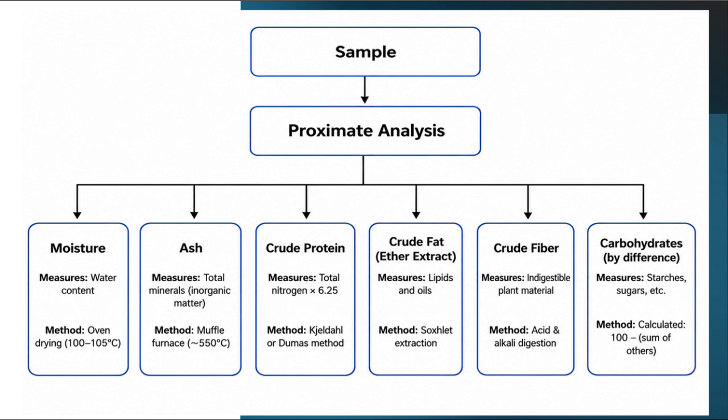Fifth, crude fiber. This measures the indigestible plant material, things like cellulose, hemicellulose, and lignin. We digest the sample with dilute acid and then dilute alkali. What's left is the crude fiber.